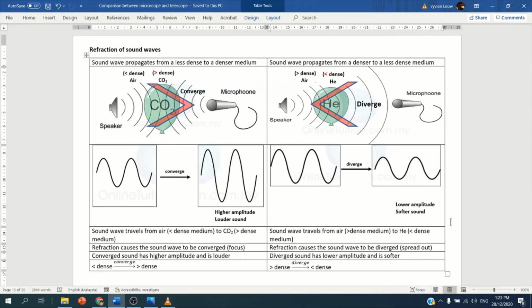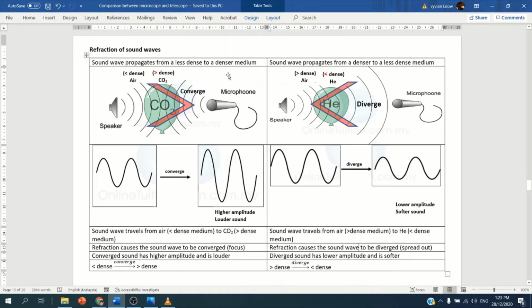Today I'm going to share with you some tips on refraction of sound waves. We have learned sound wave and we also have learned refraction. When does sound wave undergo refraction? When sound wave propagates from media of different density, refraction will occur. For example, when it travels from a less dense medium to a denser medium or from a denser medium to a less dense medium, refraction will occur. But this refraction occurs differently.